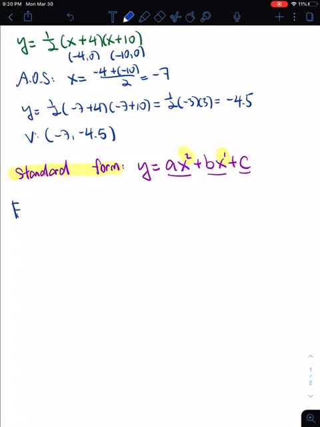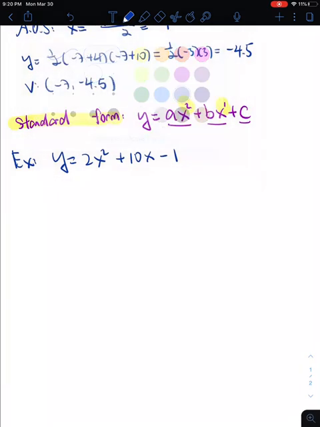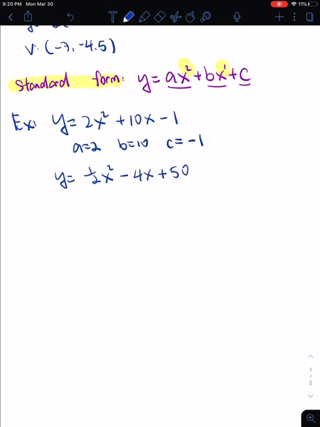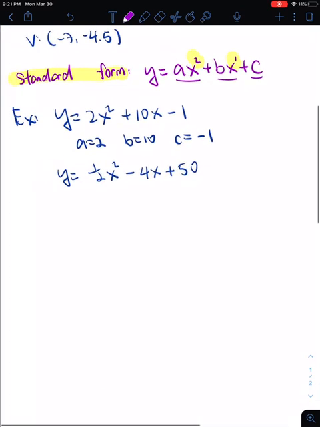So then we're going to see how we can find the key features when our equation is written in this form. But before that, let's just go ahead and see a few examples of things that are written in standard form. So for example, let's say we have y is equal to 2x squared plus 10x minus 1. All right, that's in standard form, where in this case, my a is 2, b is 10, and c is -1. Okay, so that's one example. Another could be, let's say, 1/2 x squared minus 4x plus 50, and so on.